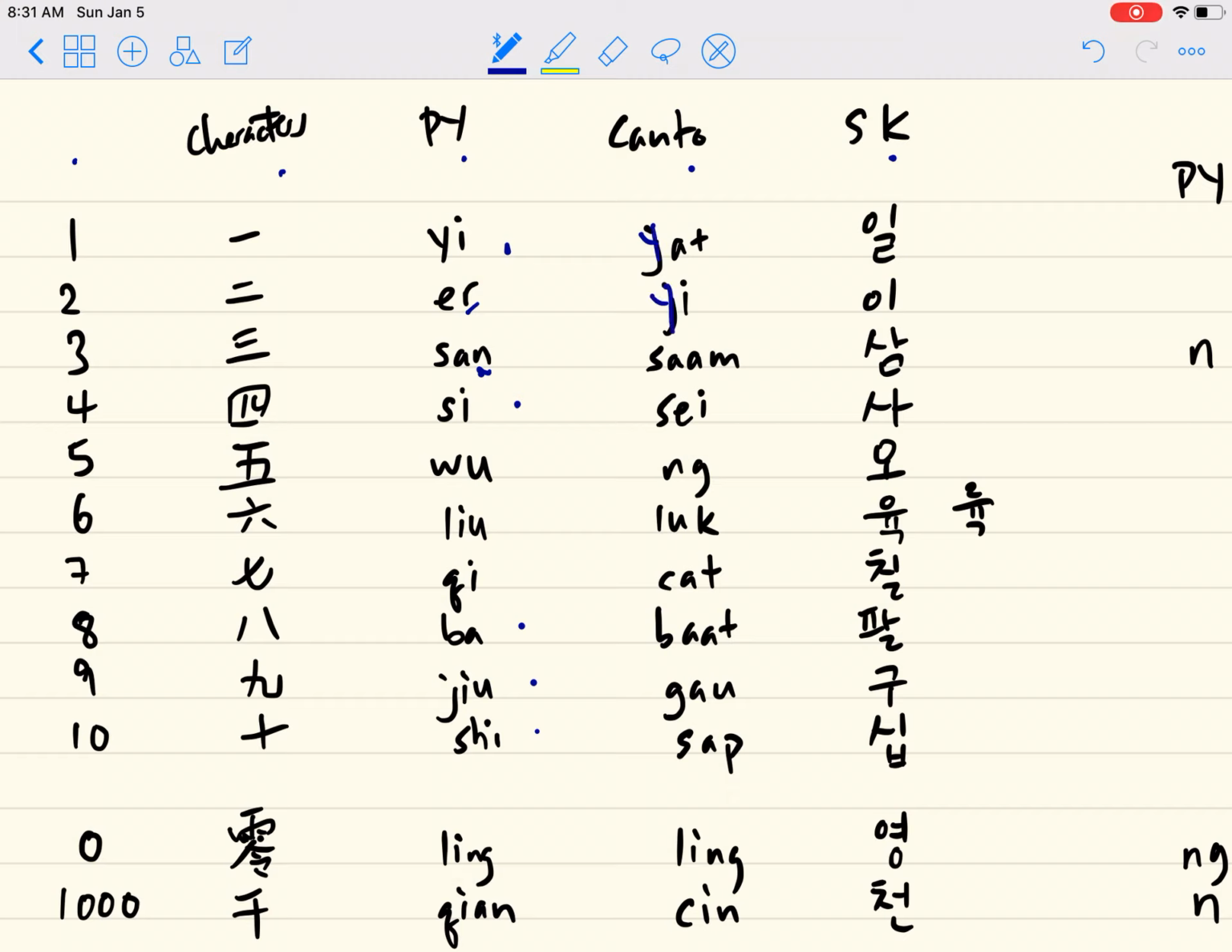And then you will notice that you have a lot more end consonants than in Mandarin. And in Korean, you have 1, 2, 3, 4, 5, 6, 7, 8, 9, 10. And then I added 0 and 1,000 for the NG and also for the N consonant. Ling, qian for Mandarin. And I don't know how to say it in Canto, but you have yang and chun.